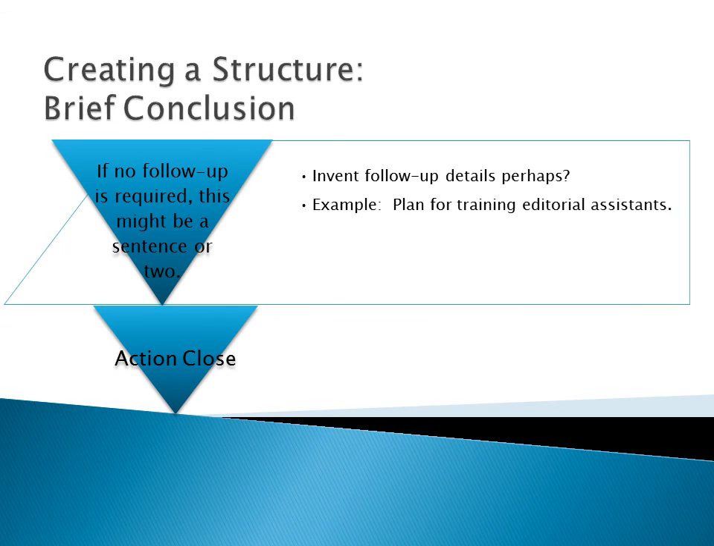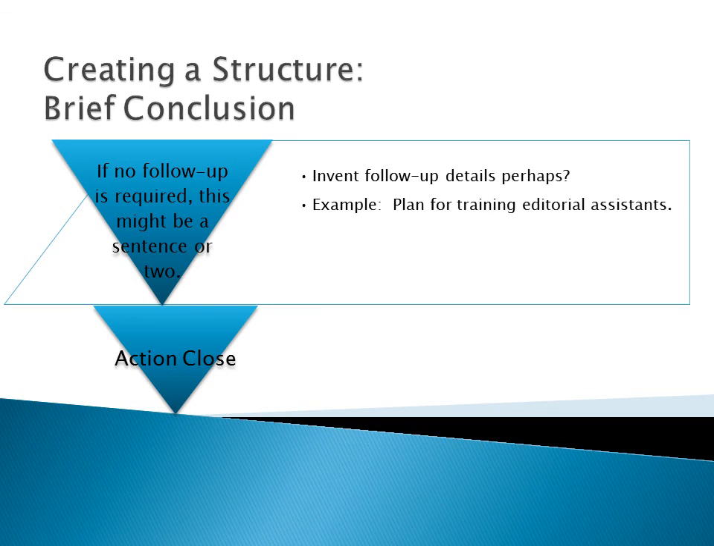Now you'll have a brief conclusion. If there's no follow-up, this might just be a sentence or 2. The typical action close. What are you programming the reader to think as he or she puts down this memo? However, it might be better to invent some follow-up details, perhaps. A plan for training your editorial assistant, something like that. So brainstorm that if you want to get an A on the assignment.